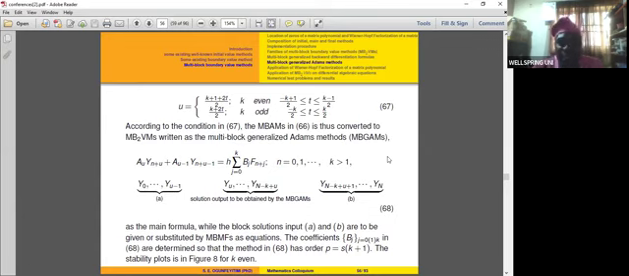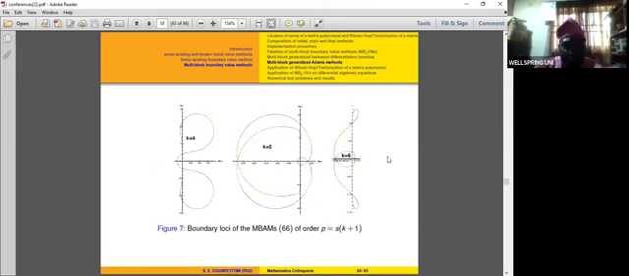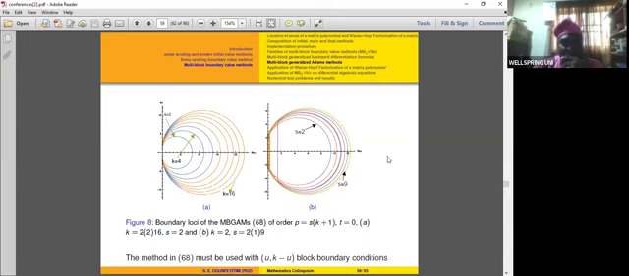Then the stability plot is given in figure 6. The stability plots in figure 6 are for the multi-block initial value Adams method when k equals 1, 2, 3, 4, 5, and 6. Then for the multi-block generalized Adams method, we have the plot for k from 2 to 16, while when we fix k as 2 and shift the block size from 2 up to 9, we also show the plot. You observe that all the plots are regular.